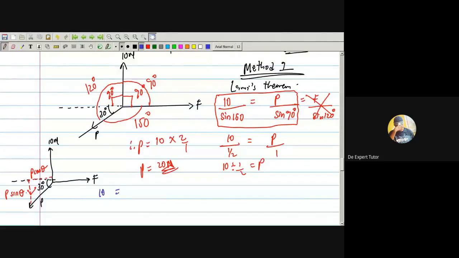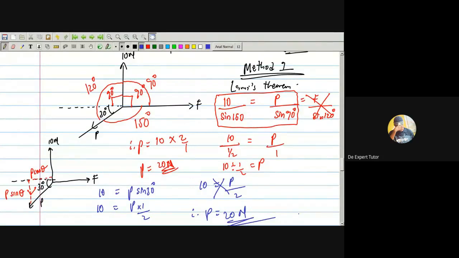Equal to my downward force, which is P sine theta. And my theta is what? 30 degrees. P sine 30 degrees. So I have 10 equal, sine 30 is 1 over 2. That's P times 1 over 2. So what I'm having here is 10 equal to P over 2. And let me cross multiply. Therefore, my P will be equal to 10 times 2. That's 20 Newton.